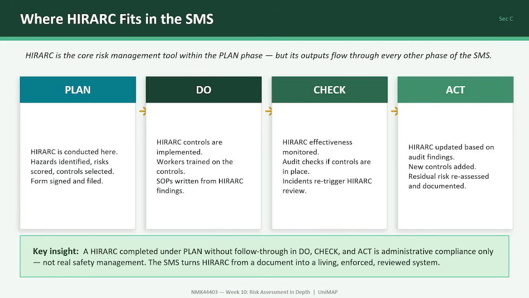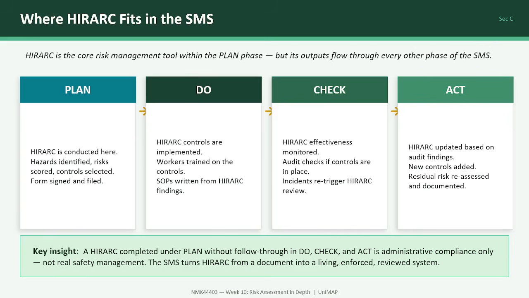This slide makes explicit something that is easy to miss. HIRARC is not separate from the SMS. It is the core risk management mechanism within the plan phase. But its outputs flow through every subsequent phase. In the plan phase, HIRARC is conducted. Hazards are identified, risks are scored, controls are selected, forms are signed and filed. This is where the system decides what needs to be done.